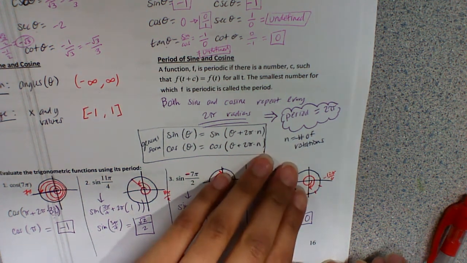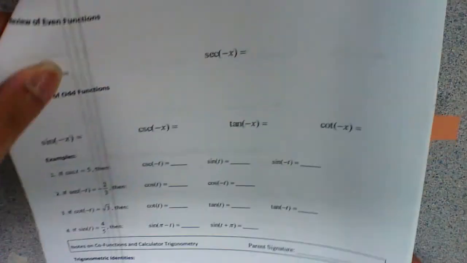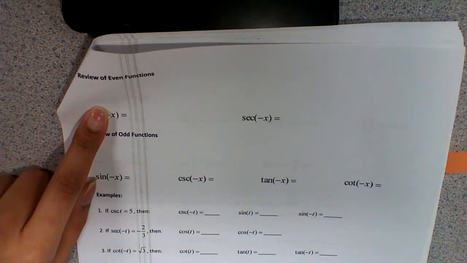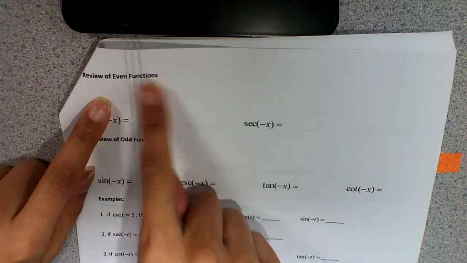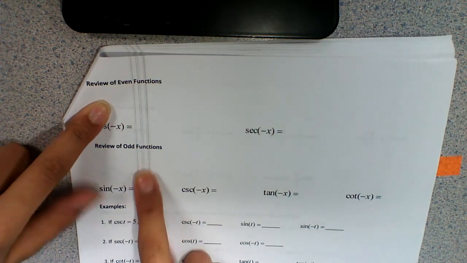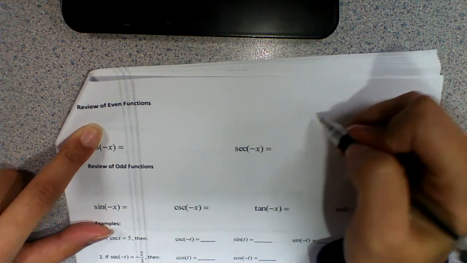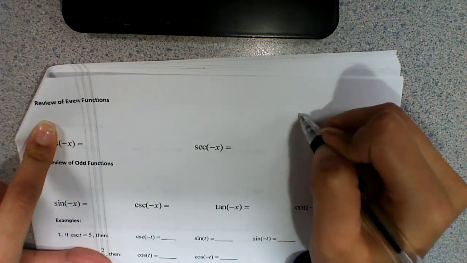Now moving on to page 17. Page 17 asks you about even more analysis. So now we're going back to even and odd functions, but now it's a little bit different. Let me give you an example. Let me draw a picture right over here.